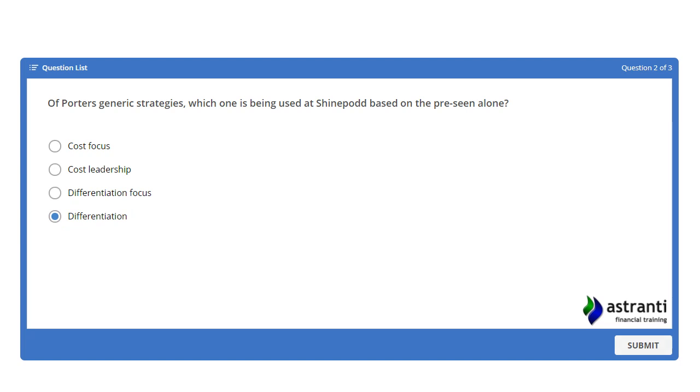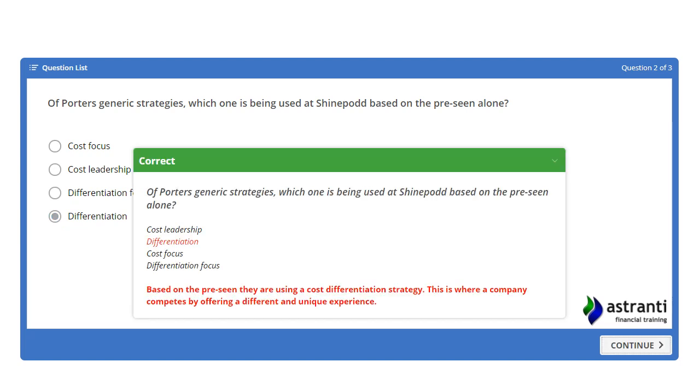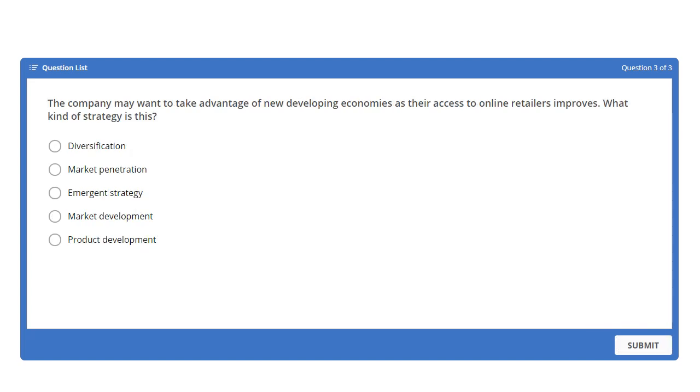And that is the correct answer. As you can see here, it's differentiation strategy, which is where a company operates by offering a different and unique experience.